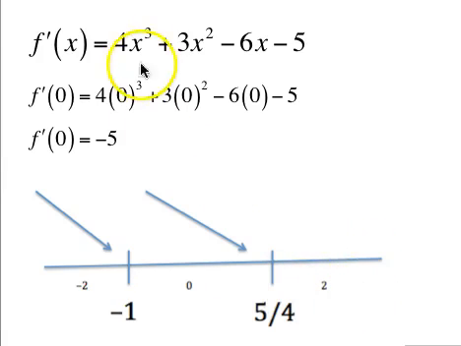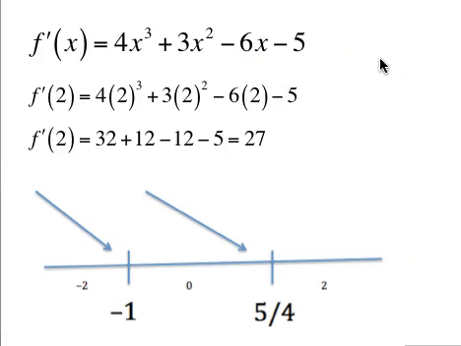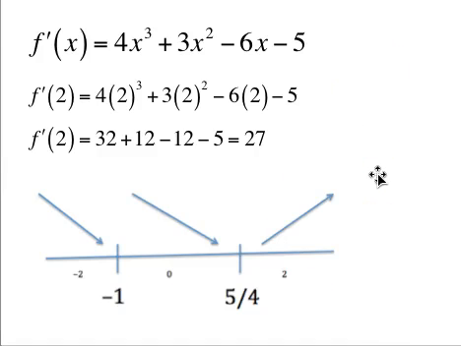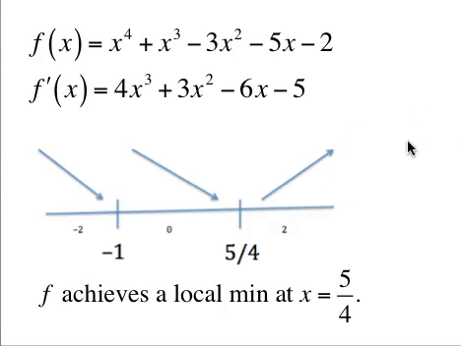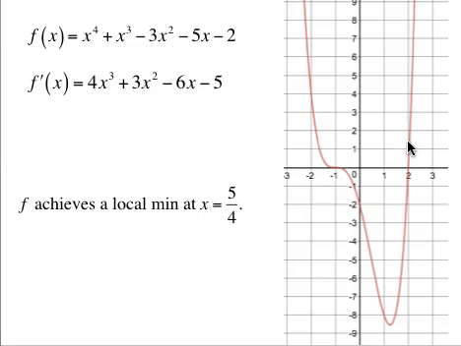Finally, we're going to plug 2 in. So 2 cubed, 8 times 4 is 32. 2 squared is 4 times 3 is 12. Minus 6 times 2 minus 12 minus 5. That's a positive number. We get a total of positive 27. So therefore, if it's positive, the arrow is going up. And in that situation, we can conclude that we have a local minimum at 5/4. Goes down, then goes up. Local min at 5/4. What does that graph of that function actually look like?